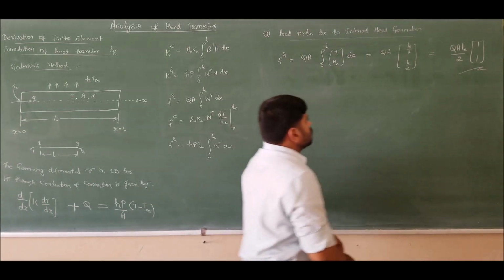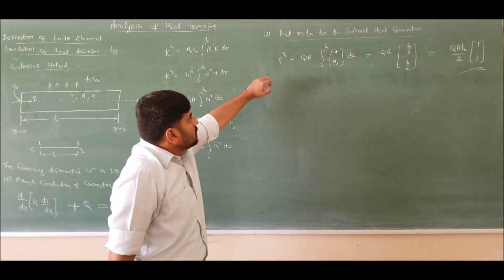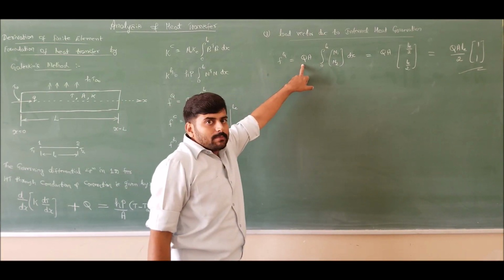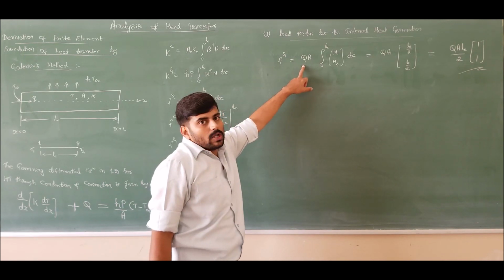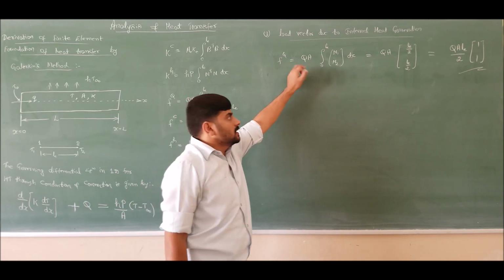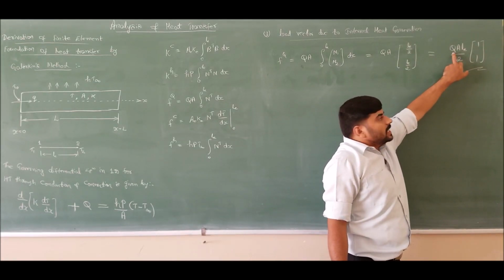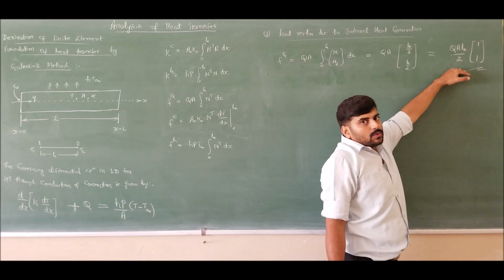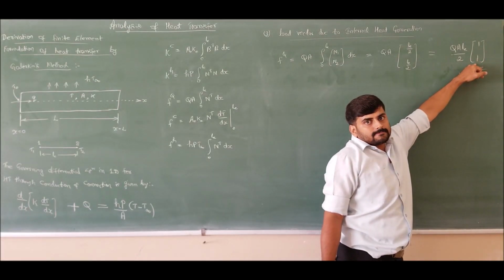So to remember the load vector due to internal heat generation, you have to get the heat in watts, multiply by the volume. Volume is area times length. So therefore, watt per meter cube into meter cube will give watts. Divided by 2. Keep half at node number 1, another half at node number 2.